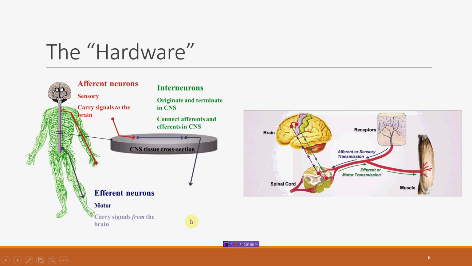Efferent neurons take information from the brain to the muscles. So these tell your muscles when to contract, how hard to contract, and obviously that is a key principle of movement coordination. So in terms of the computer analogy, this is the hardware of our information processing system as a sports performer, as a human performer.